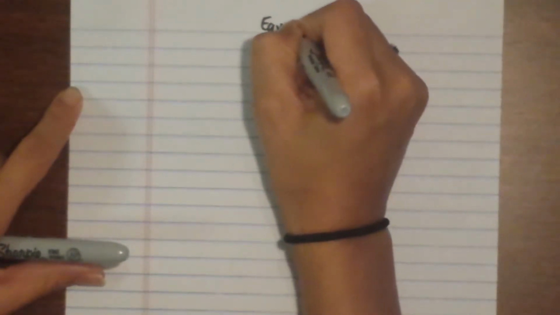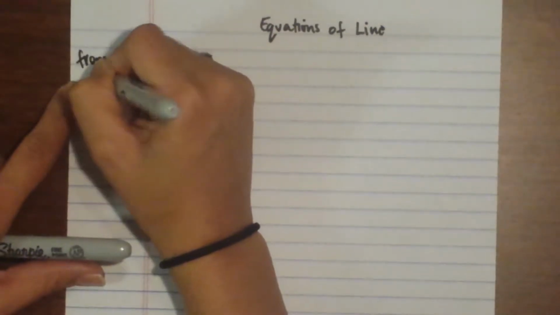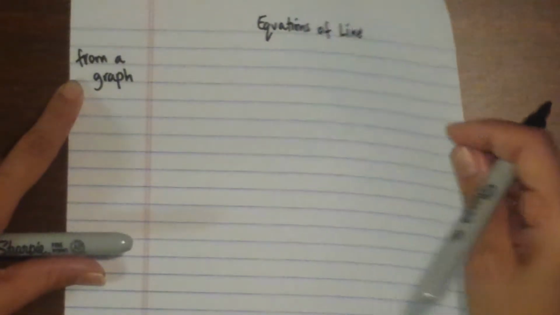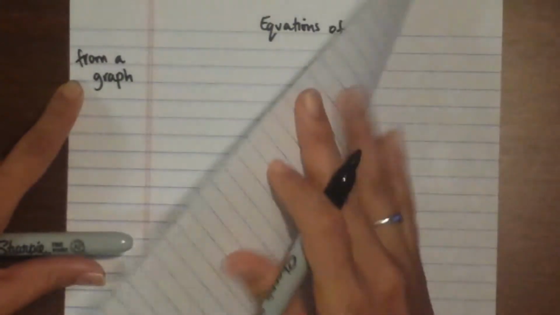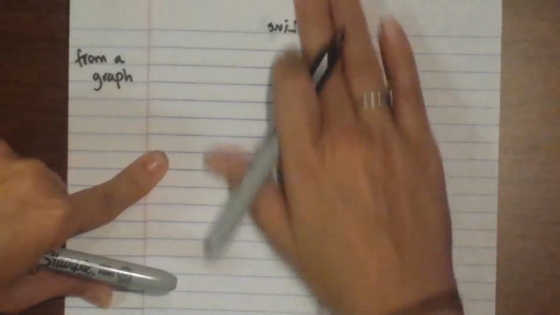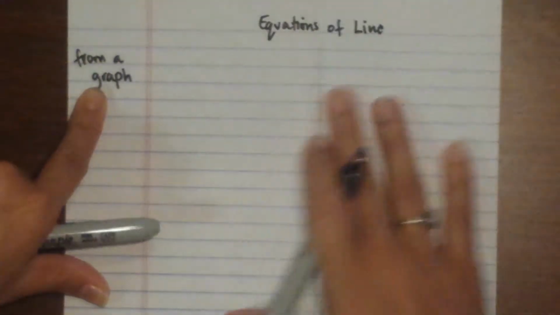Okay, so we're still on equations of a line. This time what we're doing is finding equations of a line from a graph. So again, Cornell notes: we're going to take our sheet of paper, fold it in half, open it up. And it's going to be from a graph.